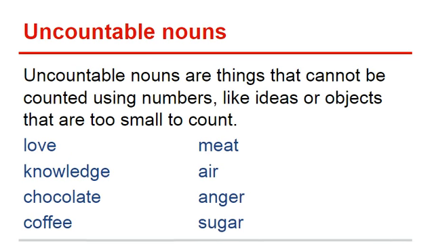Uncountable nouns. Uncountable nouns are things that cannot be counted using numbers, like ideas or objects that are too small to count. For example, love, knowledge, chocolate, coffee, meat, air, anger, sugar.